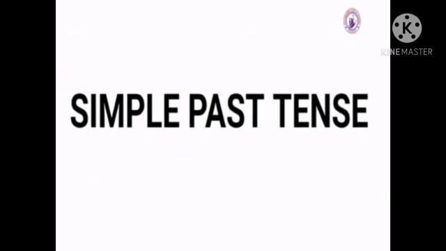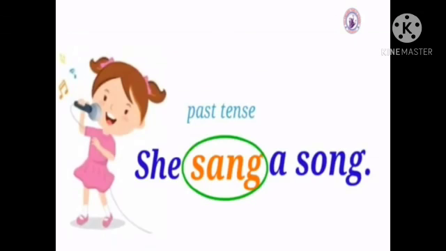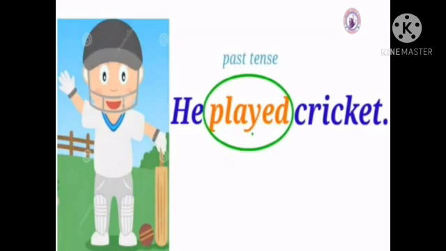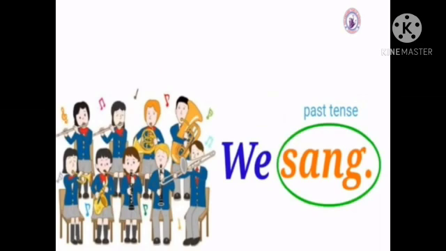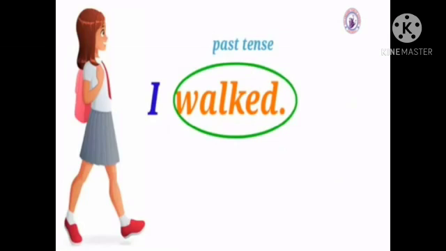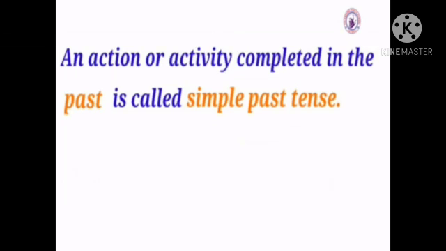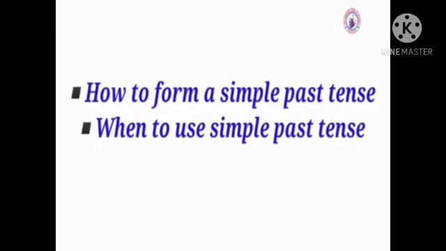Now let's learn about simple past tense. First, look at these examples. She sang a song. He played cricket. We sang. I walked. An action or activity completed in the past is called simple past tense. These are all examples in simple past tense. Now let's learn how to form a simple past tense and when to use it.